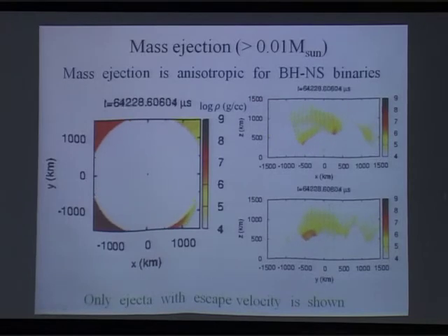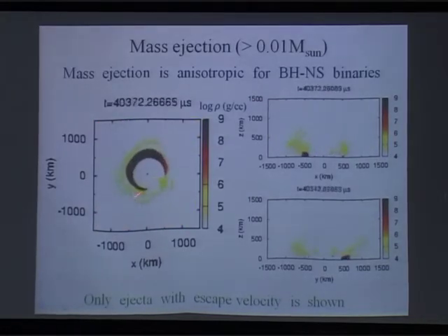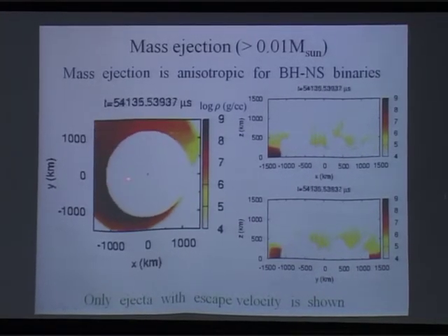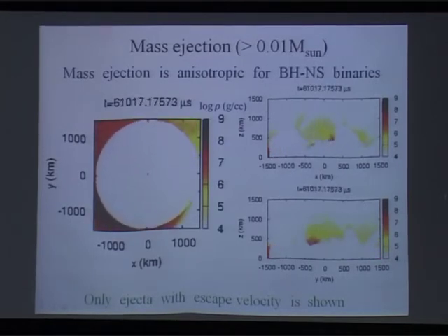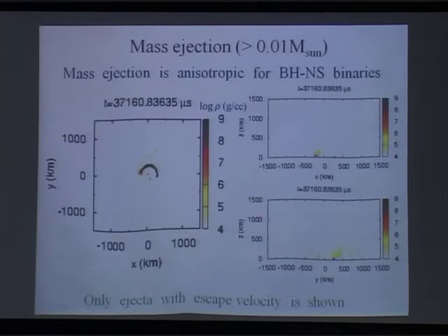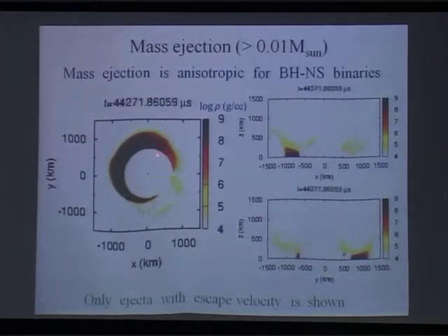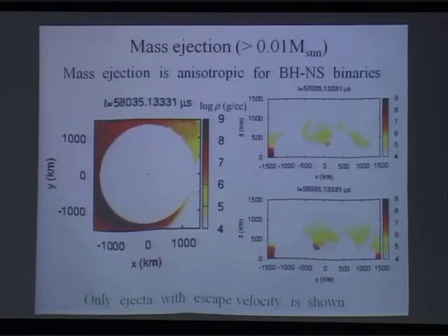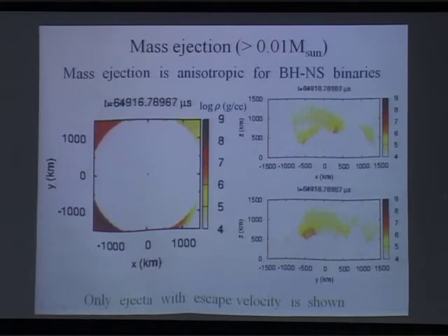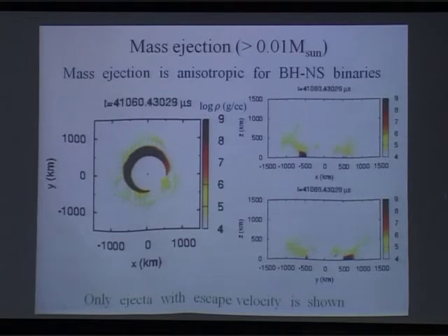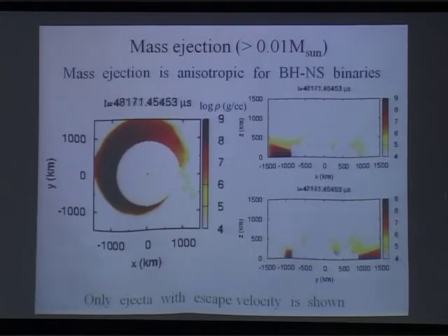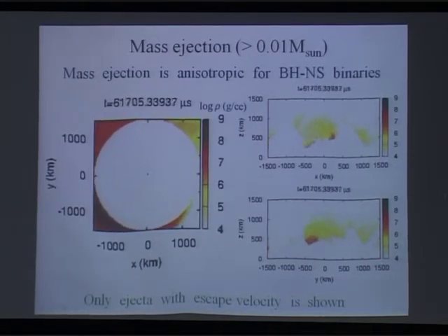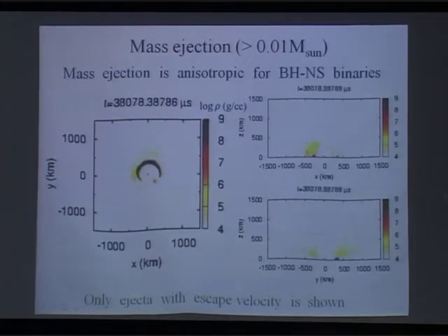Okay, let me show you again. This is the animation in the XY plane, and this is the animation in the XZ plane and YZ plane. And then mass is ejected. In this case, the morphology is highly non-spherical. In the equatorial plane it's almost spherical, but in the XZ and YZ planes it's not spherical at all, something like a bow-tie shape. So the morphology depends strongly on the type of merger. In the binary neutron star merger, the morphology is almost spherical, but in the black hole neutron star binary merger, it is highly non-spherical.